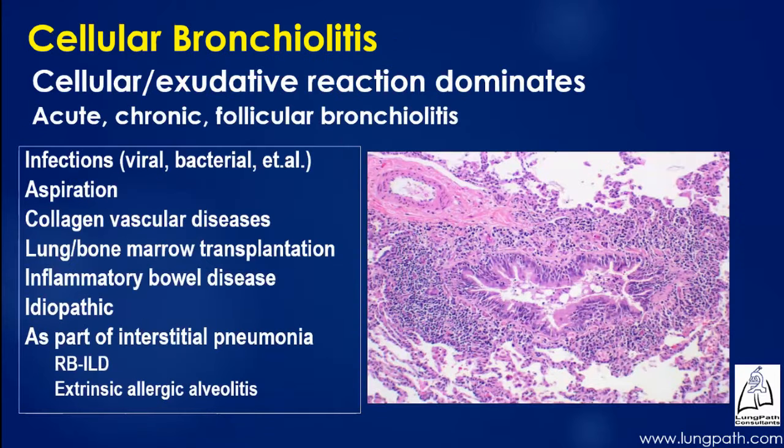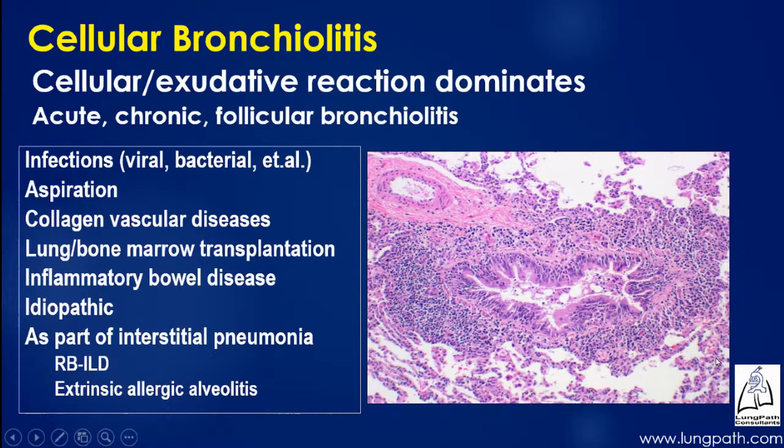Cellular bronchiolitis, a cellular exudative reaction, is the dominant feature. That can be an acute inflammatory, chronic inflammatory, or follicular hyperplasia, or mixtures of the above. And here is a nice example of a cellular bronchiolitis on the right-hand side. This case happens to be due to inflammatory bowel disease, but there's nothing very specific about that. All you can say is that's a cellular bronchiolitis, and the differential would include infection, aspiration without foreign material identifiable, connective tissue disease, transplantation, lung or bone marrow, IBD, and then of course there are idiopathic cases.